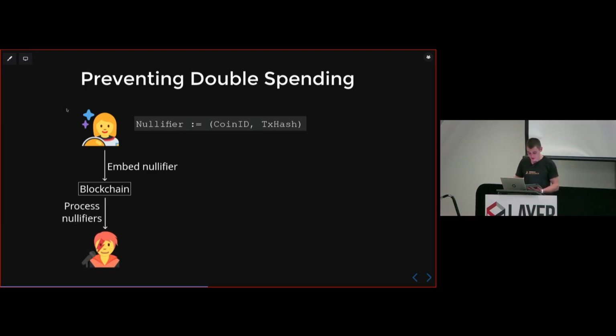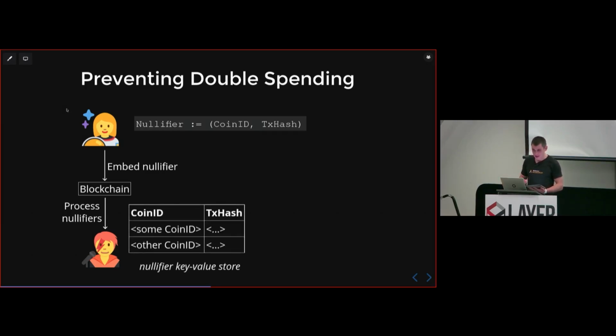Roy reads the blockchain and processes all nullifiers contained there. And while doing that, he maintains a data structure, the nullifier key value store, that stores the nullifiers he has read from the blockchain, and it maps the coin ID of the nullifier to this transaction hash.